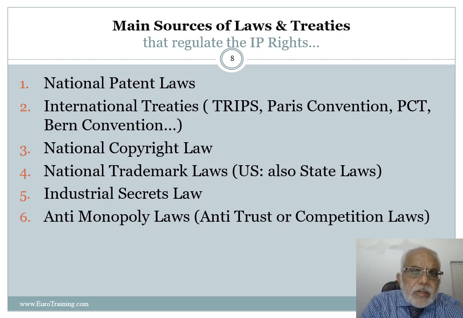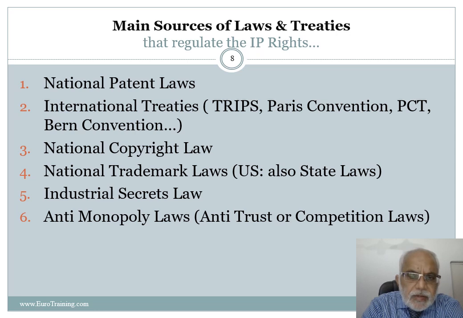Now, the opposite to the intellectual property right is the anti-monopoly laws. So number 6 there is not really an intellectual property right enabler, or doesn't give you any intellectual property right. In fact, it takes away some intellectual property rights that you might have, or prevents you from doing certain things. These are called anti-monopoly laws or antitrust laws or competition laws.